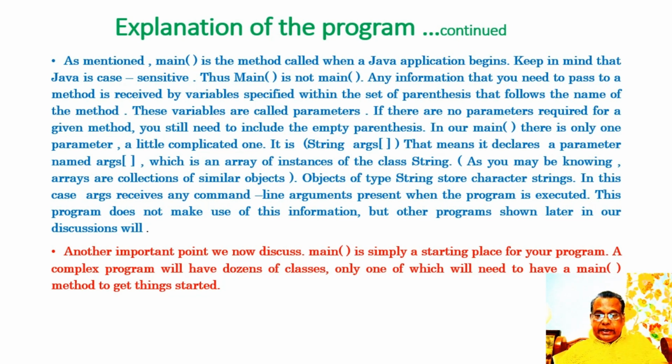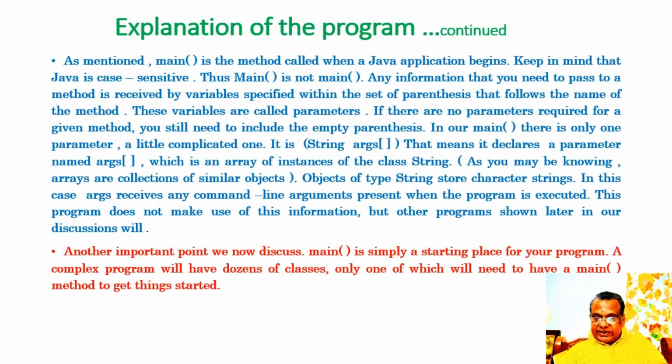Look, any information that you need to pass to a method is received by variables specified within the set of parentheses that follows the name of the method. These variables are called parameters. If there are no parameters required for a given method, you still need to include the empty parentheses.